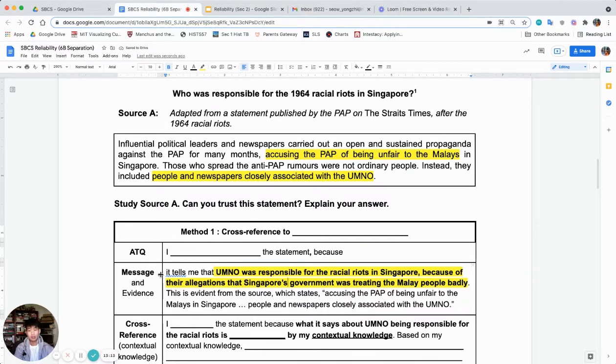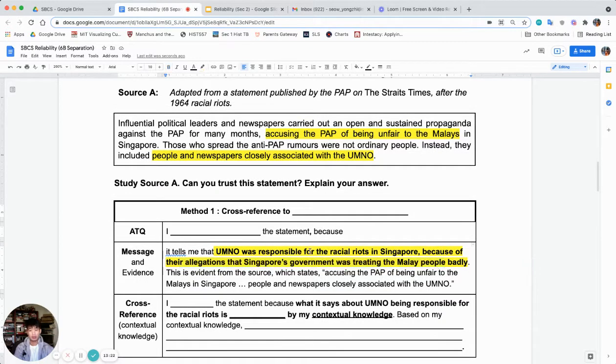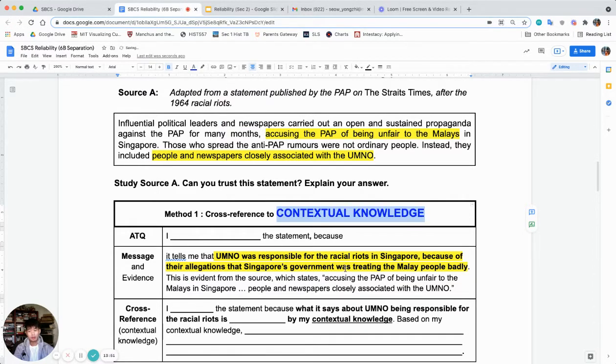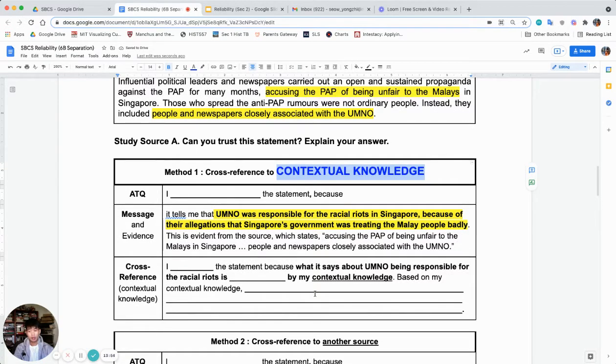The message is that UMNO is responsible for the racial riots because they claim Singapore's government is treating the Malay people badly. Because of this claim, the Malay people get angry. Because they get angry, the tensions are high. Because tensions are high, people start fighting and it leads to riots. So that's the logic behind this source. First method is cross-reference to contextual knowledge. So can we all please write this down? And I will be going a bit faster now. And you have to pause and slow down if you need to.